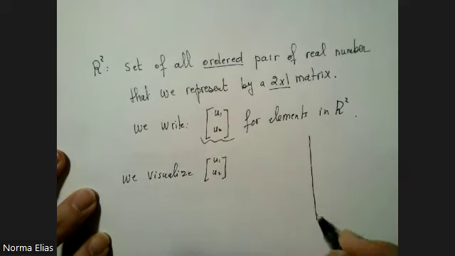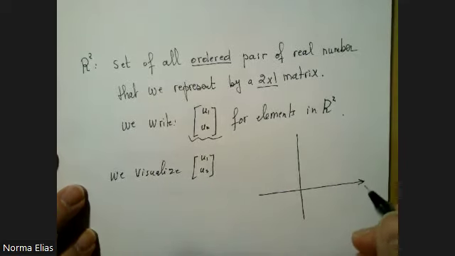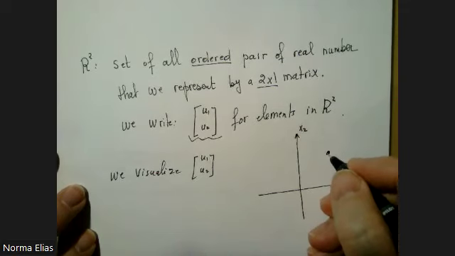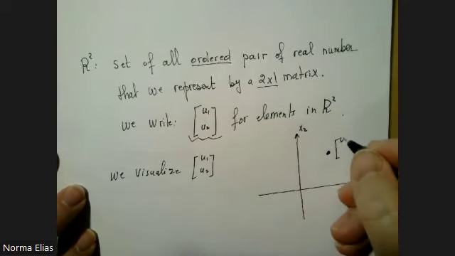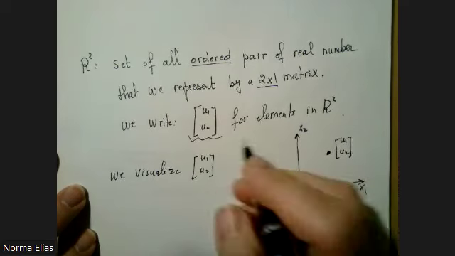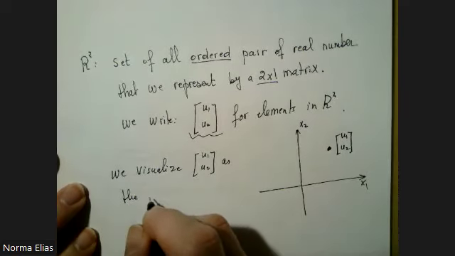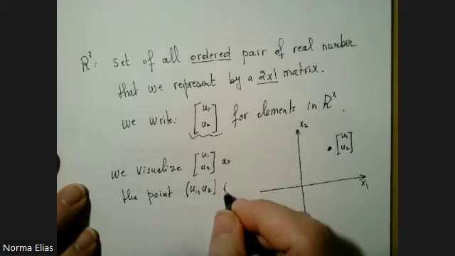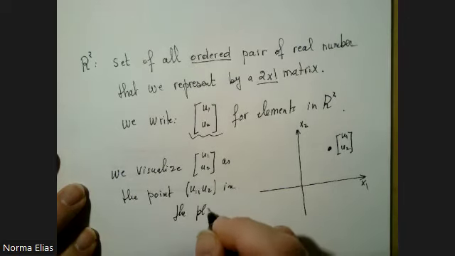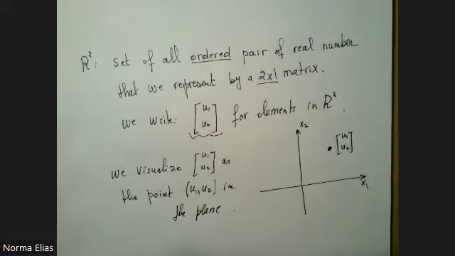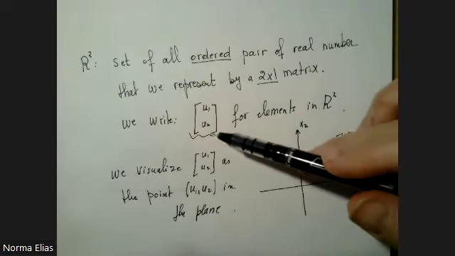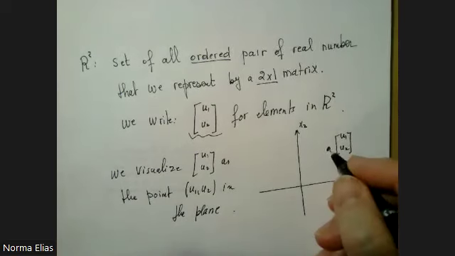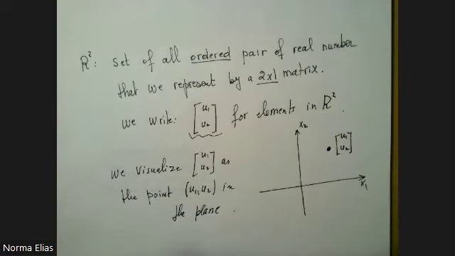This is, as you expect, we take the plane, x1, x2, and we visualize U1, U2 as the following point. To use it as the point U1, U2 in the plane. Okay, so R2 is nothing more than the collection of ordered pairs. That's algebraically. Now we want to visualize U1, U2. We visualize it as this point where the coordinates are U1 and U2.